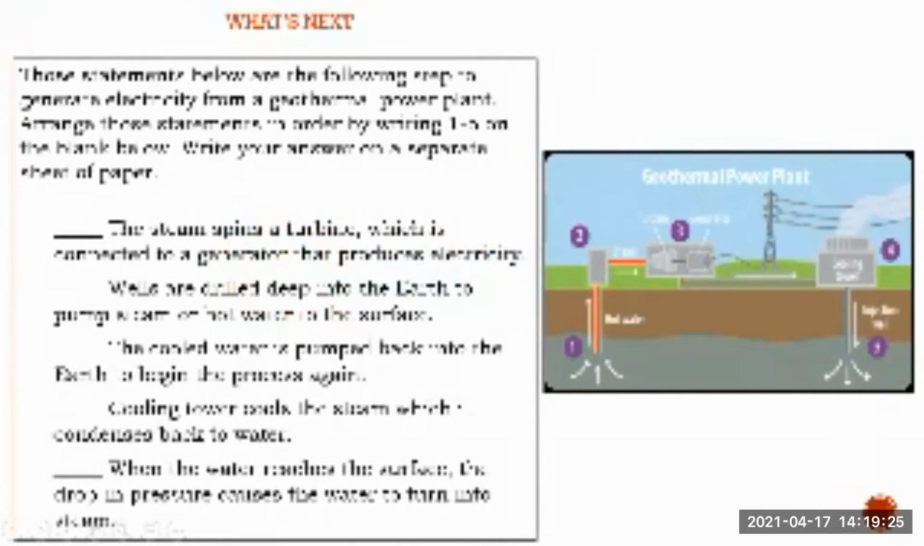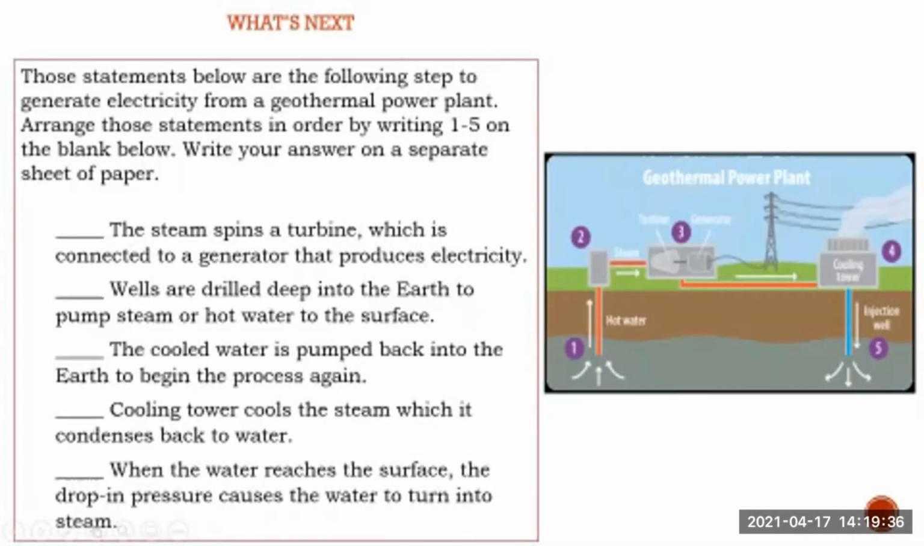From that video, let us have a short activity. The title is What's Next? The statements below are the steps to generate electricity from a geothermal power plant. Arrange those statements in order by writing 1 to 5 on the blank below. You can write your answer on a clean sheet of paper or scratch paper.